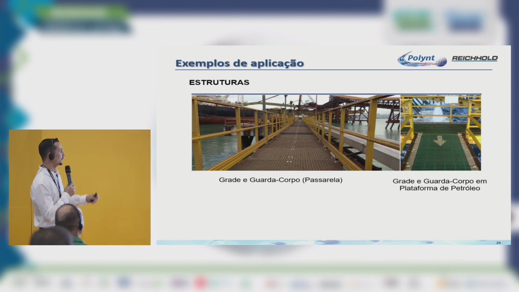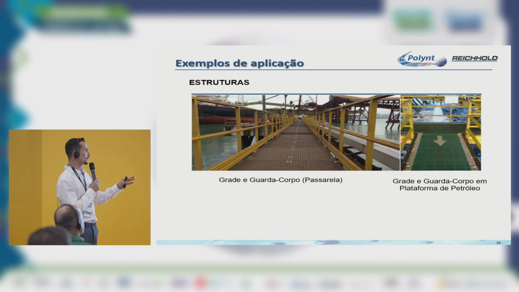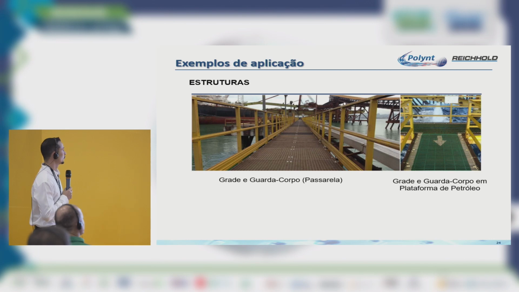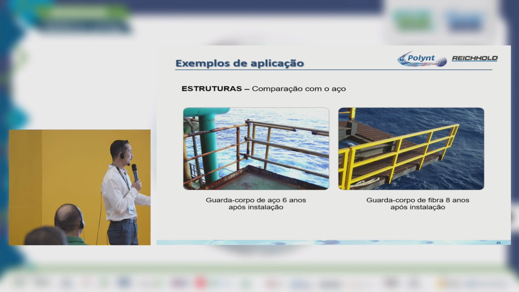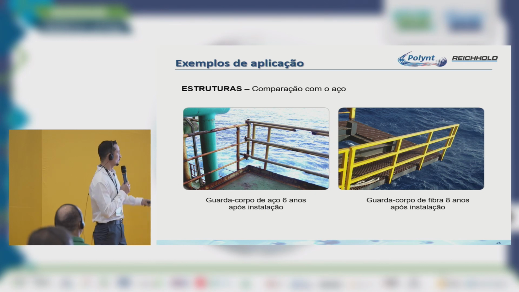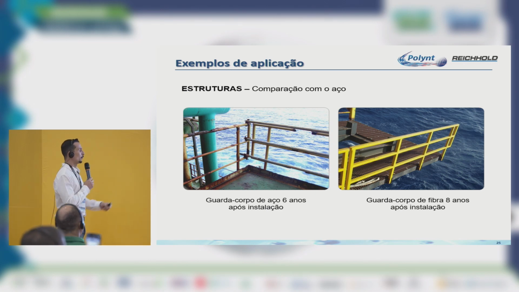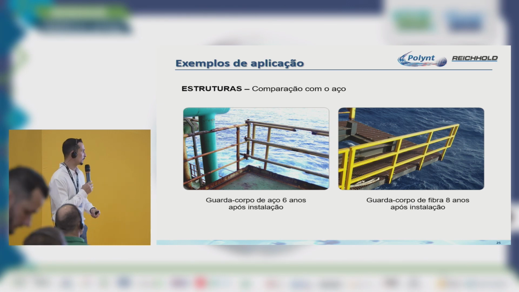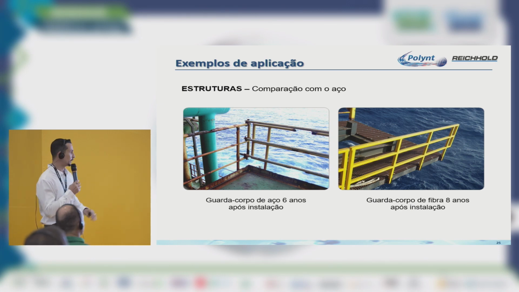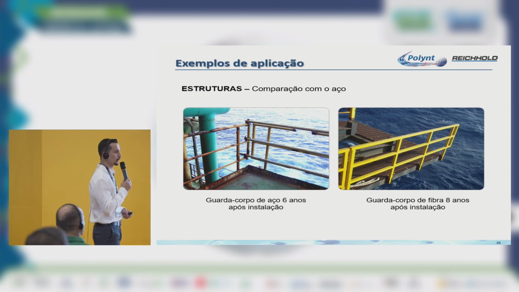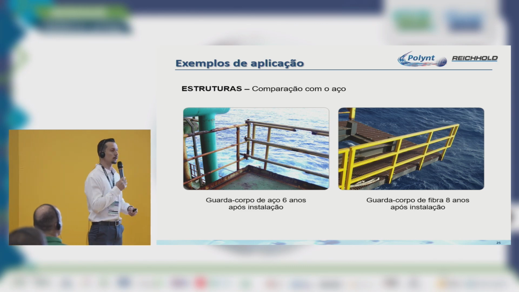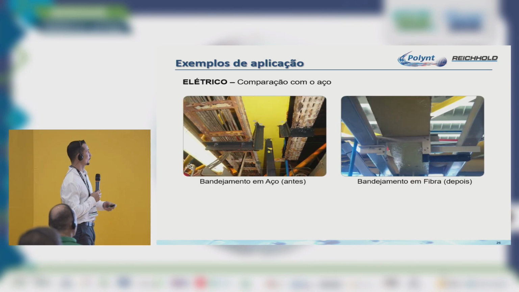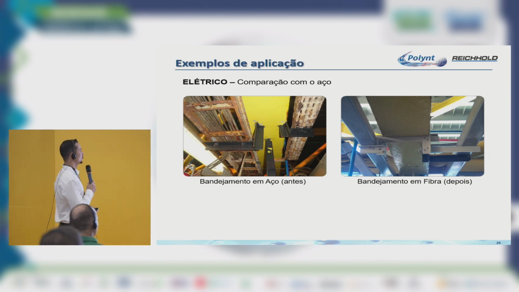For example, railings on a walkway and also on an oil platform. Here we have structures, comparisons with steel. We see severe rusting on the left, which has compromised the whole structure. And for glass fiber, the structure on the right is still intact.